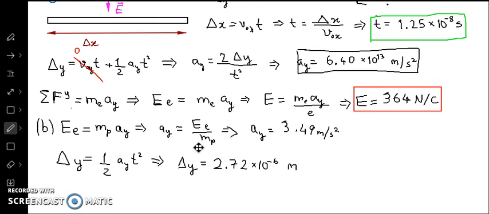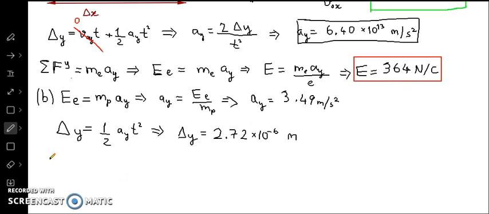Now, part C is asking about the proton's path. Again, it's going to be a parabola, but it'll be less curved because in vertical the proton will travel a smaller distance. And part D is asking if it makes sense to ignore gravity, which it does.